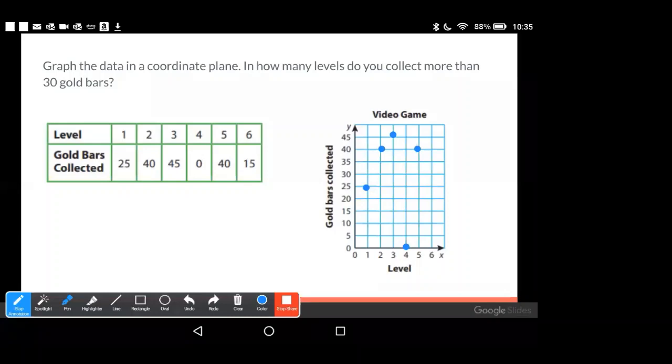Preferably right on the cross. And then level 6, I go to level 15, or get 15 gold bars. So I go level 6, 15 gold bars. So there's my graph. That's the graph that I have of my data.